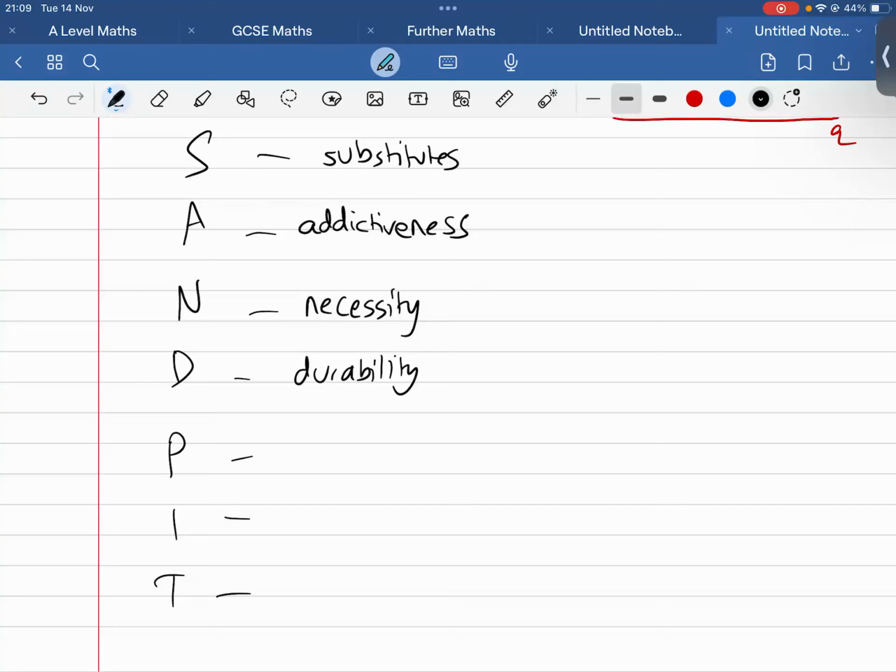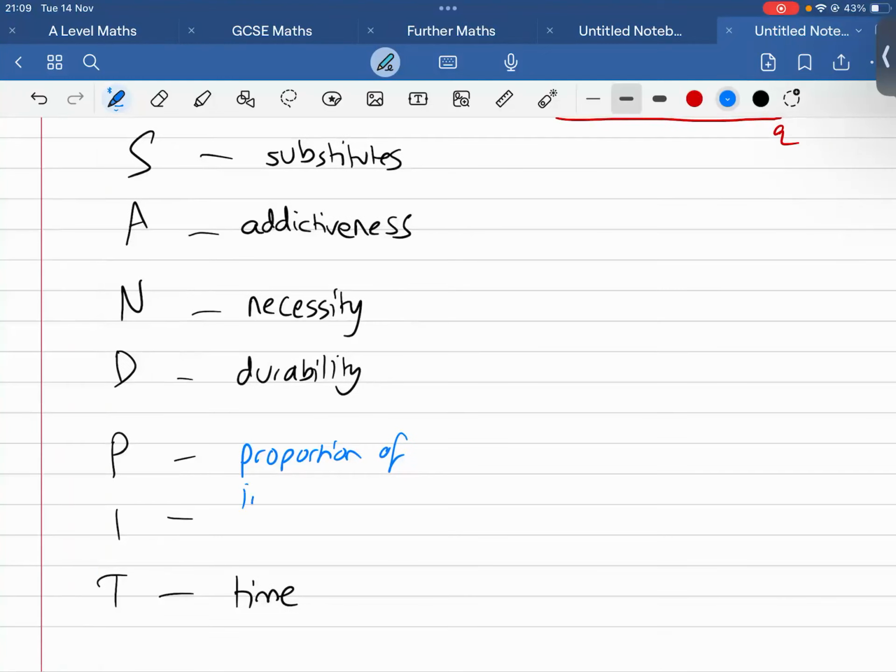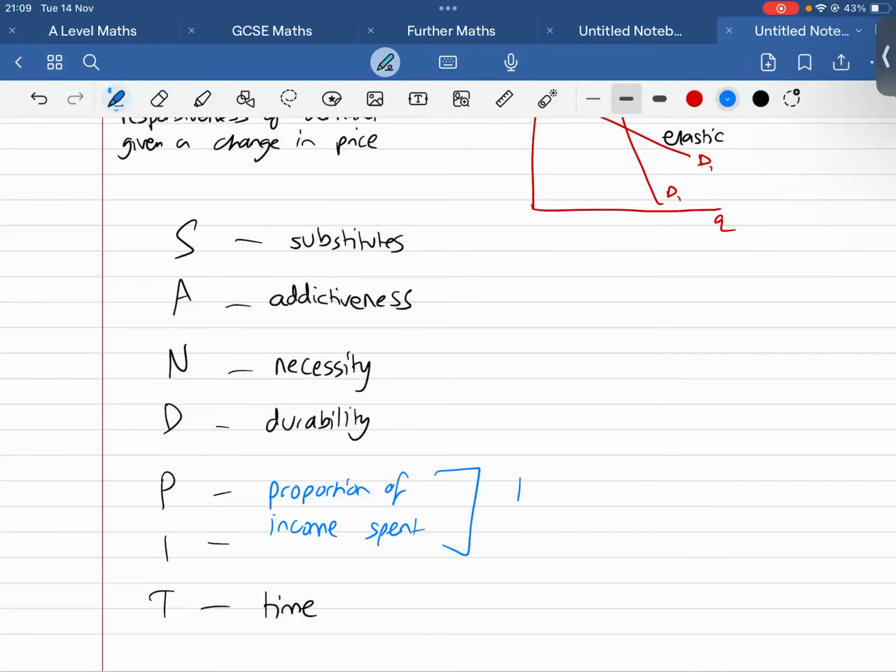Okay. The T is time. So you just have to remember that everything becomes more elastic over time. And then the P and the I is actually one word. It's proportion of income spent on the good. That basically means how cheap is it?